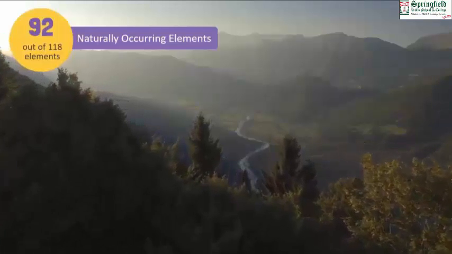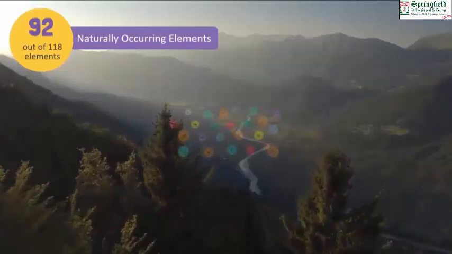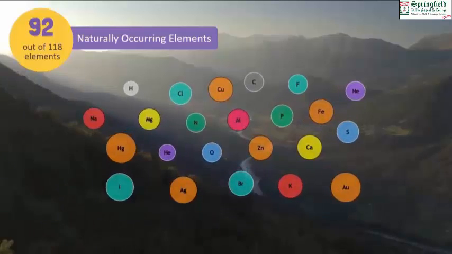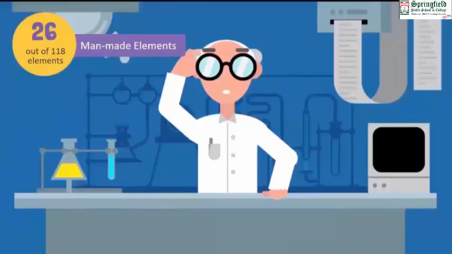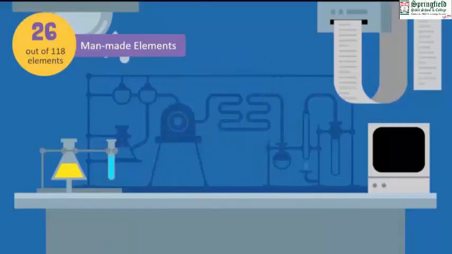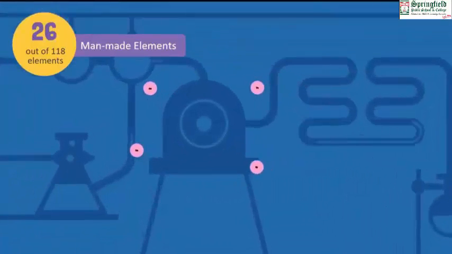92 of the 118 elements that exist have been found around us in nature. We call these naturally occurring elements. The remaining 26 elements are created by scientists in their laboratories. These are known as man-made elements.